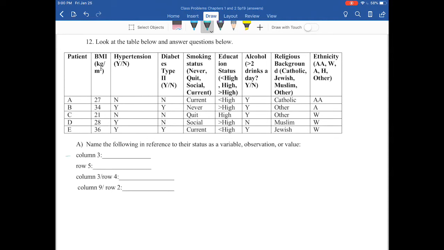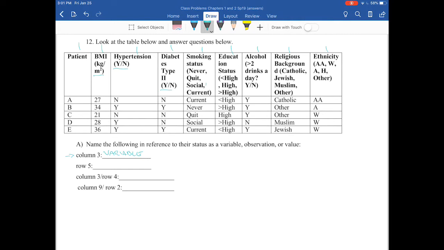So first up is a column. When we look at a column, columns are going to be right here. The columns are always going to be looking down, like a Roman column if you want to think of it that way. And columns are always going to be the variable, right? This is going to be a variable, and it's a variable because these columns are the questions that they're asking. So they're asking about a person's BMI, about their hypertension, their diabetes, smoking, education, alcohol. They're asking all the things.